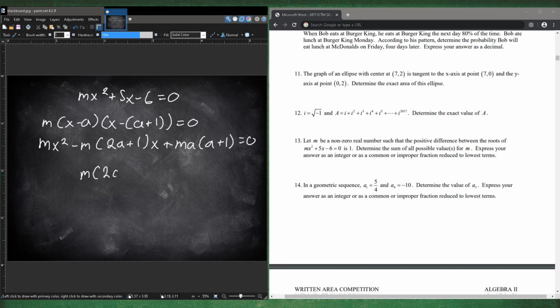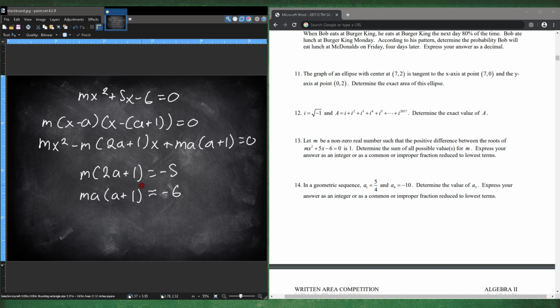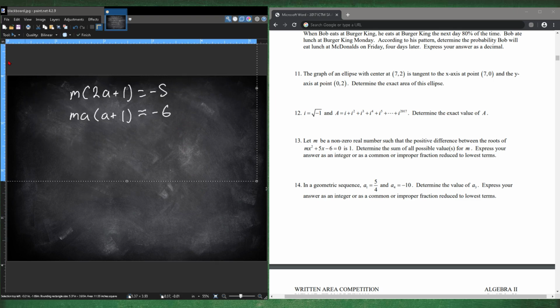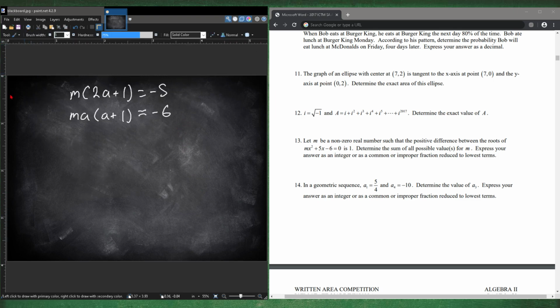So all those have to correspond to each other. So m times (2a plus 1) equals negative 5, right? This is negative right here. And then we have a times (a plus 1). That's positive and this negative, so this one's going to be negative 6. So to cancel our m, because we have to find a first, divide both equations by each other.